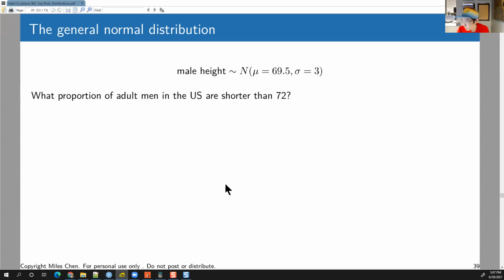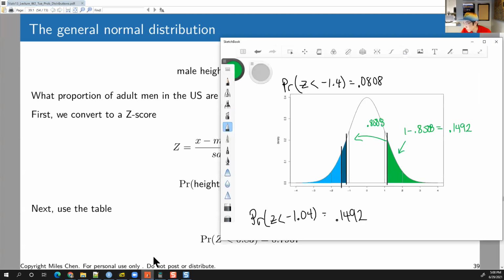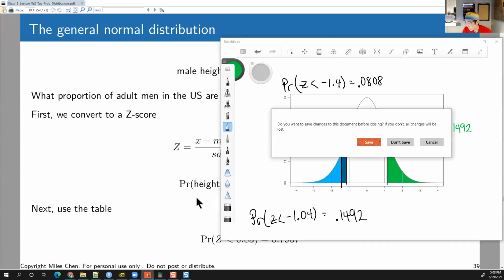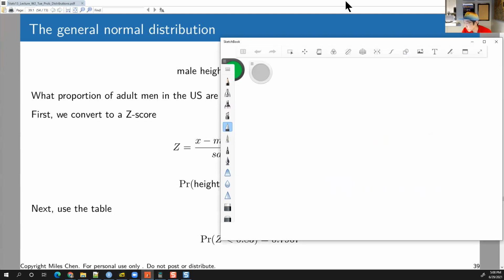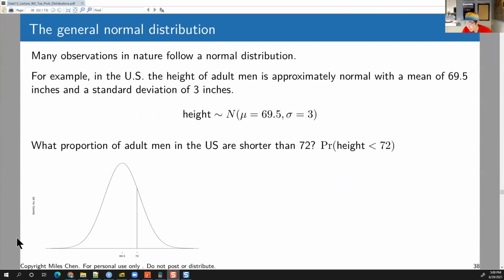Okay, so what we're going to do is convert this height, 72, into basically a z-score. A z-score is the distance we are from the mean, but expressed in standard deviations. So a z-score is our distance from the mean, but expressed in standard deviations. So let me just go back and copy this picture.